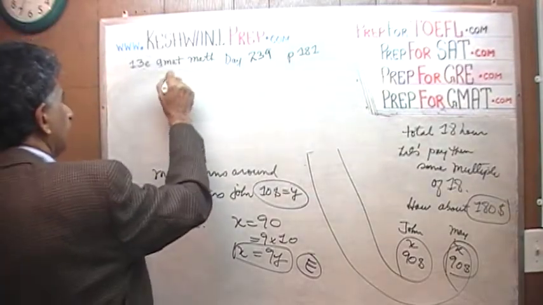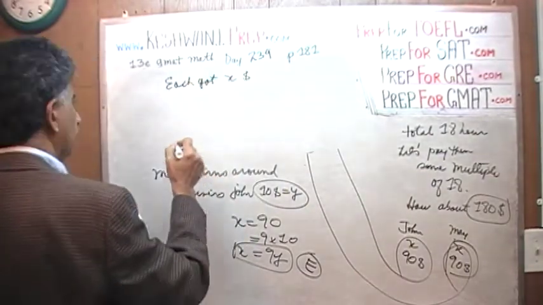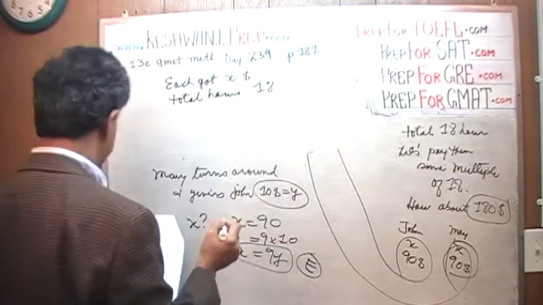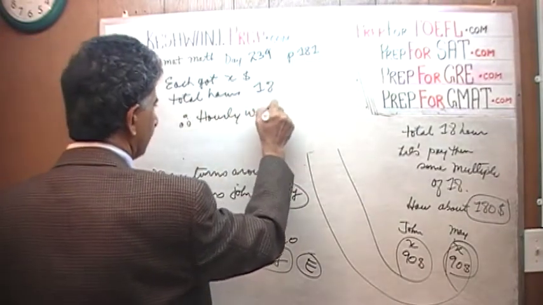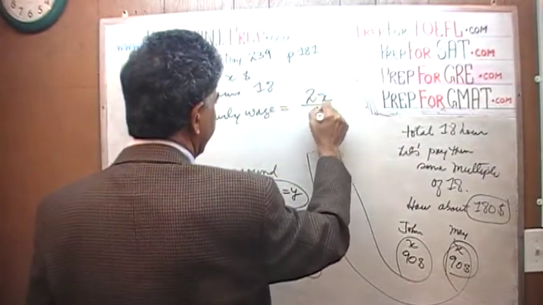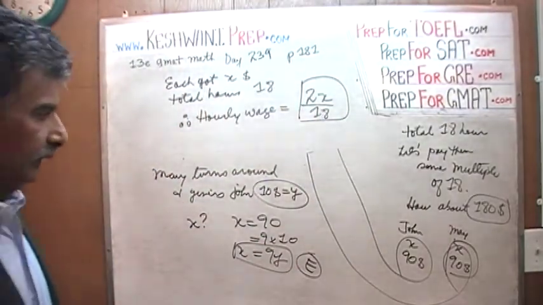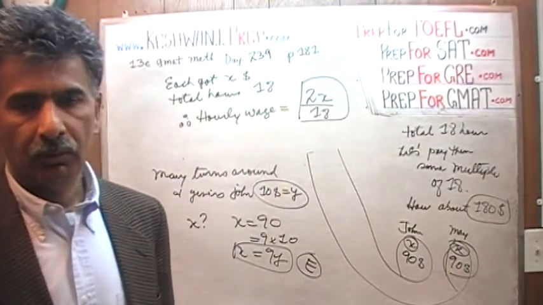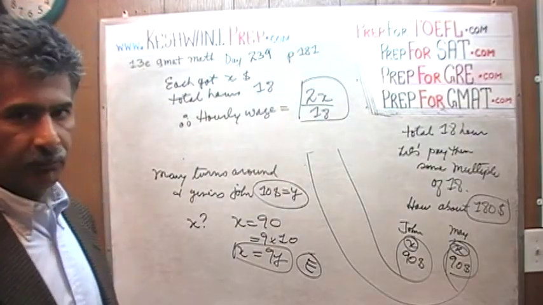So they each got X dollars, we know that. Total hours was 18. Therefore, the hourly wage turns out to be the total amount that they got, which is 2X dollars, divided by 18. Which makes sense. He got X dollars, she got X dollars, total is 2X dollars. They worked altogether 10 plus 8, 18 hours. So you divide that dollar amount by hours, that's your dollars per hour.